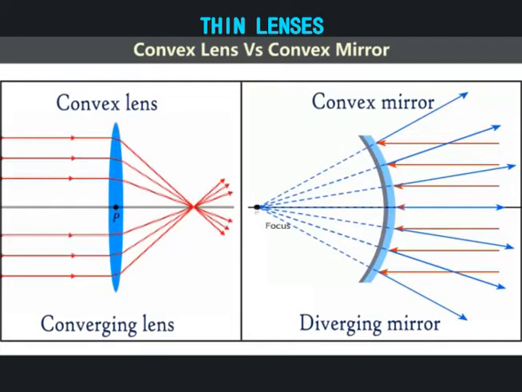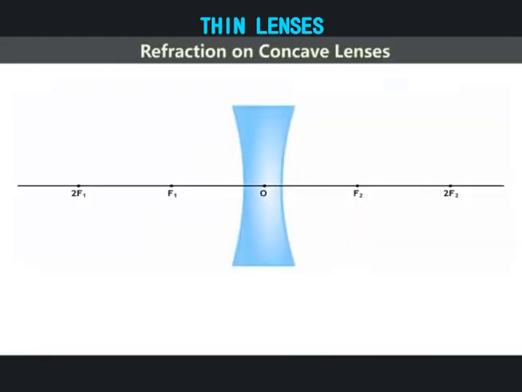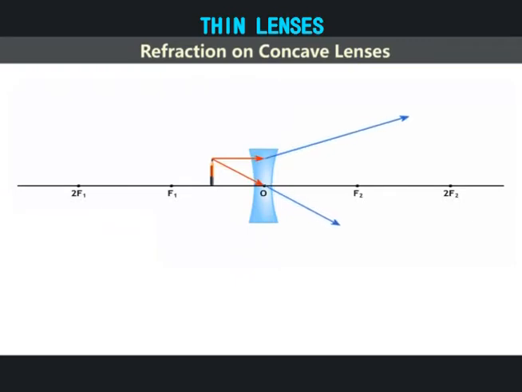Now we talk about refraction on concave lenses. A lens in which both surfaces are concave is known as a concave lens. That is, they form something like a cave. Light rays incident on a concave lens get diverged away from the principal axis of the lens. An image formed by a concave lens is always diminished due to the divergence of the rays. It is also known as a diverging lens.